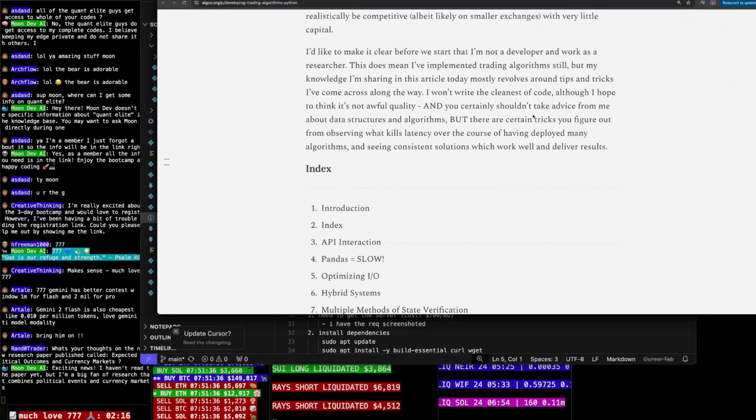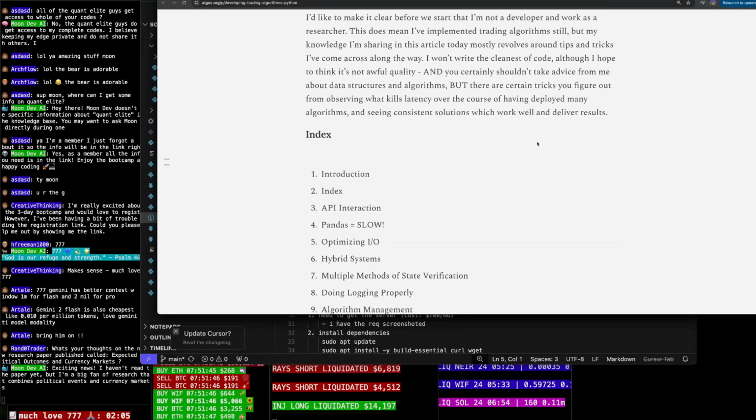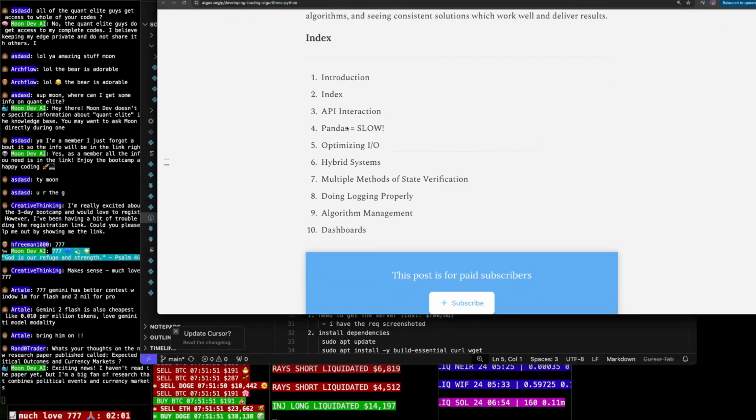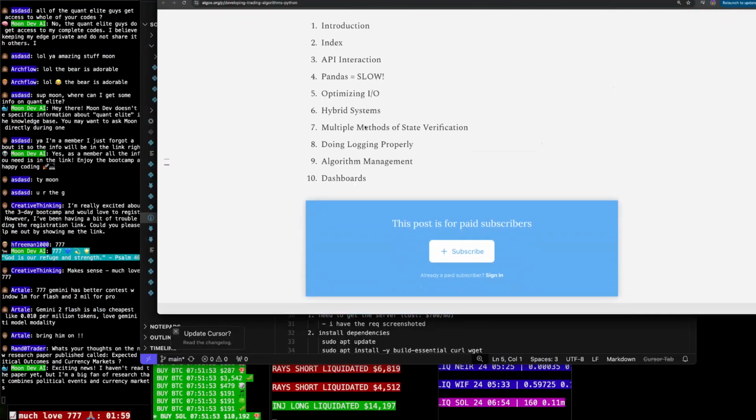And you certainly shouldn't take advice from me about data structures and algorithms, but there are certain tricks you figure out from observing what kills latency over the course of having deployed many algorithms and seeing consistent solutions. So: API interaction, pandas equals slow, optimization, IO.